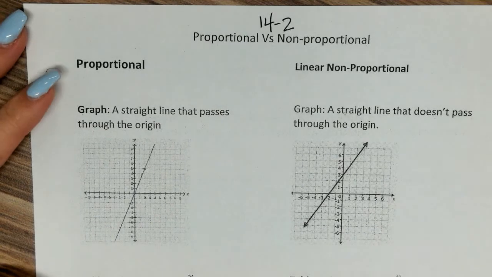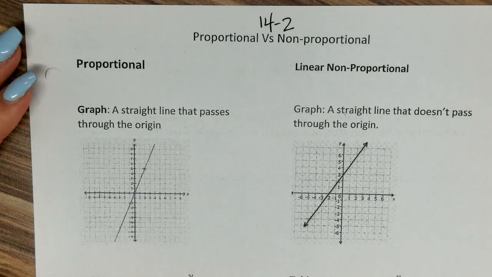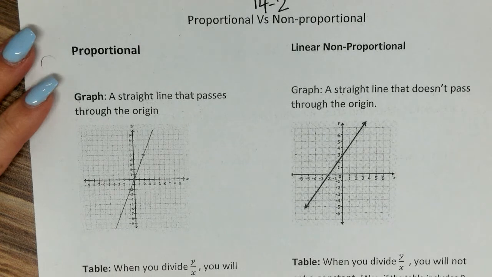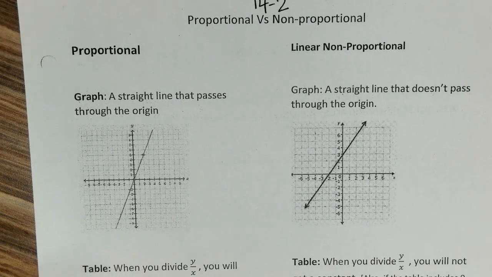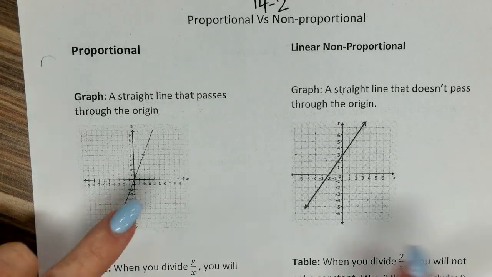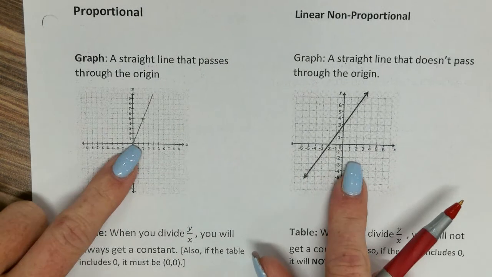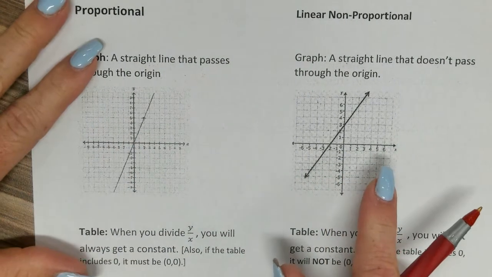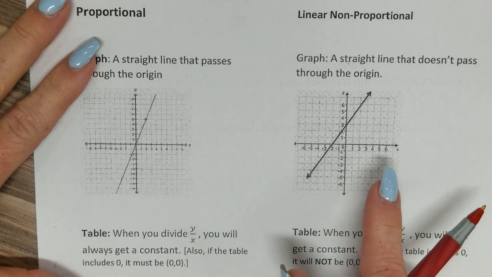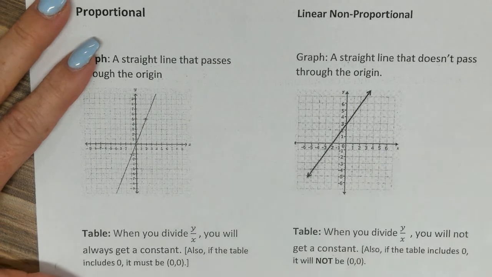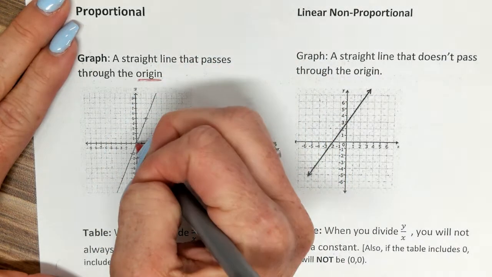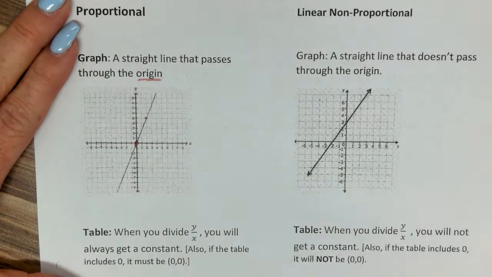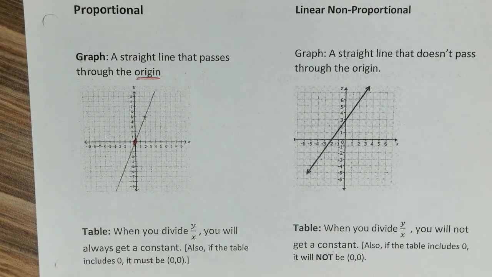So today's review is over the difference between proportional and non-proportional. Super, super easy. Who can tell me the difference on a graph between proportional and non-proportional? Proportional passes through what? The origin, and non-proportional does not. It is that simple. Any questions on graphs?